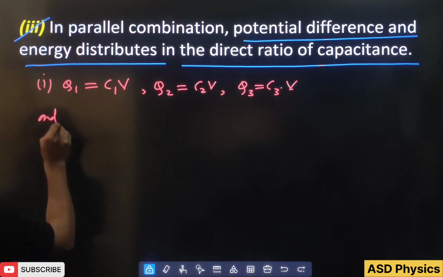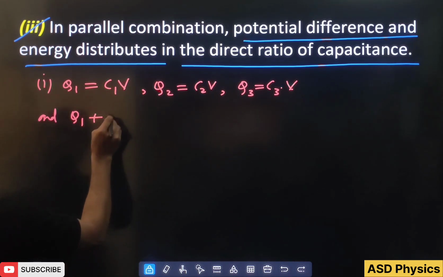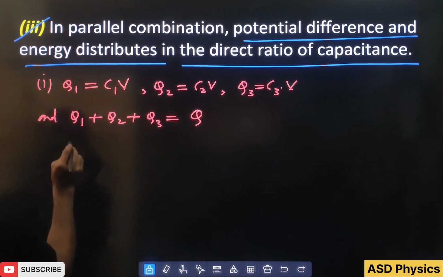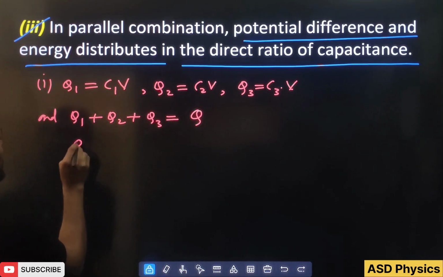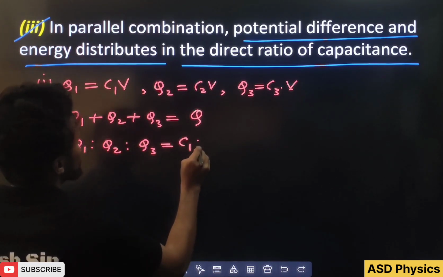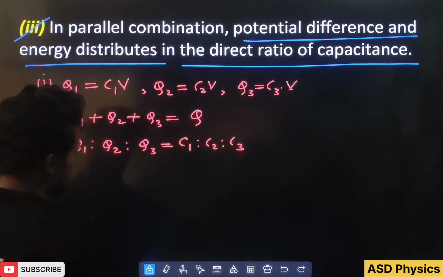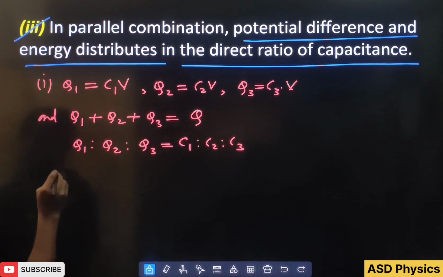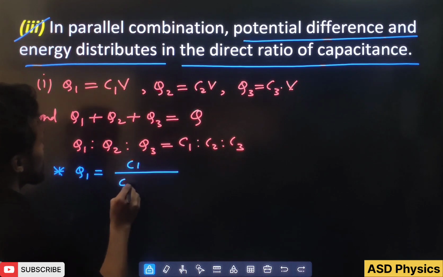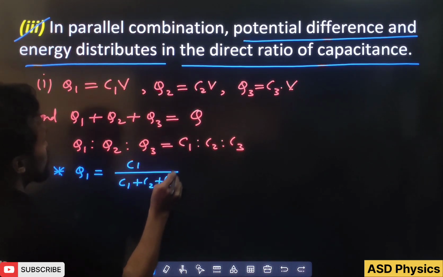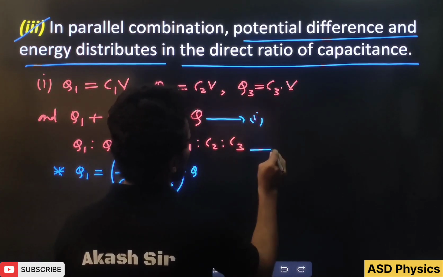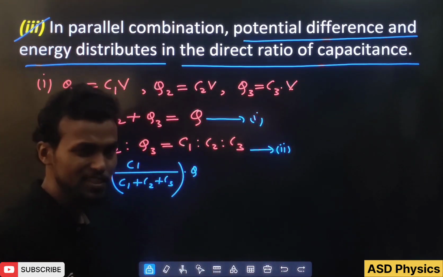And we know one more thing, Q1 plus Q2 plus Q3 is Q. If we take the ratio, Q1 is to Q2 is to Q3 is C1 is to C2 is to C3. This thing we have to remember. Based upon that, Q1 will be C1 by C1 plus C2 plus C3 into Q. Let's take this as equation 1 and this as equation 2.